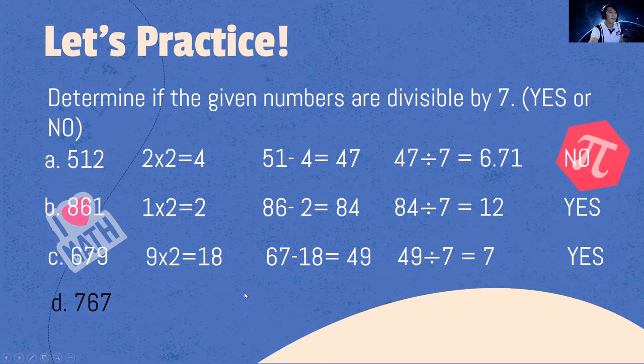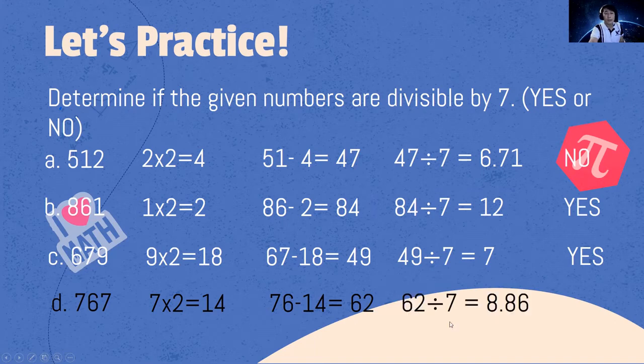767. Twice the last digit, that is 7 times 2 is 14. Then we will subtract 14 from 76. 76 minus 14 is 62. 62 divided by 7 is 8.86. That means it is not exact. Therefore, it is not divisible by 7. 767 is not divisible by 7.